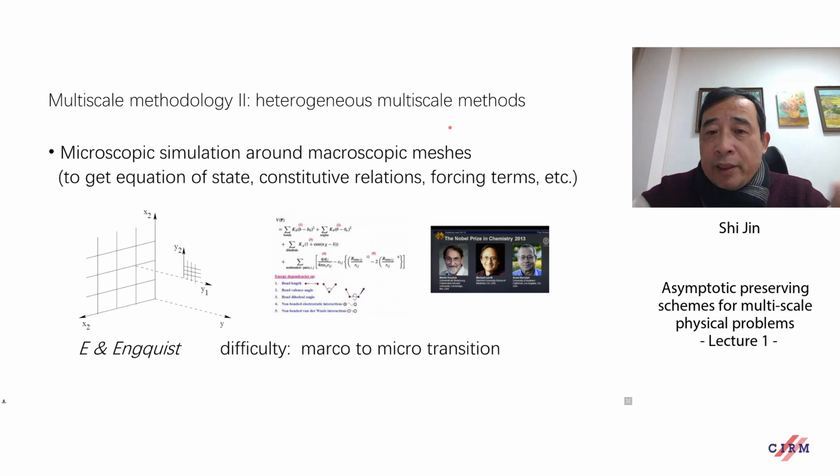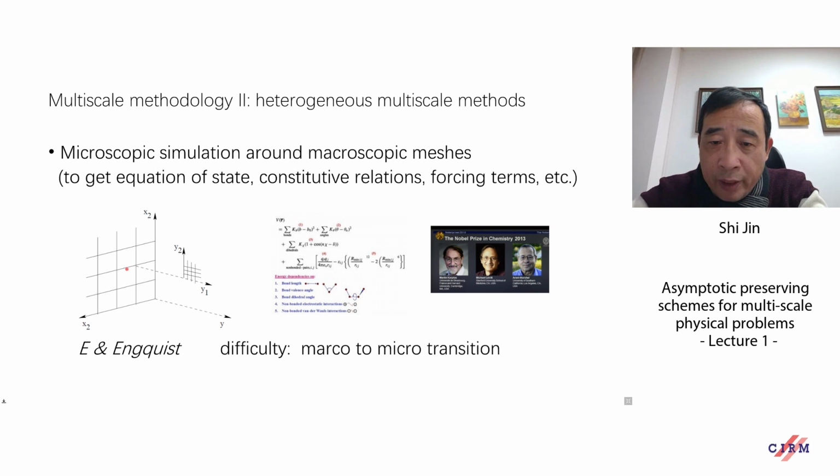And the second strategy is the so-called heterogeneous multiscale methods. All right. So here's the idea. This is a picture I used from the paper by Weinan and Engquist. So here we have a macroscopic mesh. Suppose we solve a fluid dynamic equation on this mesh. But my constitutive relation or equation of state has to be simulated from the microscopic level. All right. Because I don't have the closure. I don't have this equation of state. So I have to obtain the equation of state or constitutive relation by solving, for example, the Boltzmann equation.